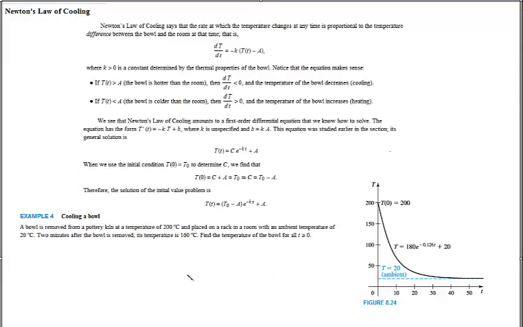Our next problem involves Newton's law of cooling, and we need to know the temperature at any time. That's what we're looking for. We don't really know our constant C yet, but I do know A. Our ambient temperature is 20 degrees, so that would be our A. Now, I know that at time 0, the temperature of our bowl is 200, so we can get our C value. So let's do that.